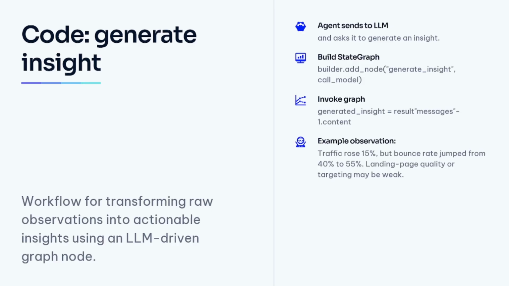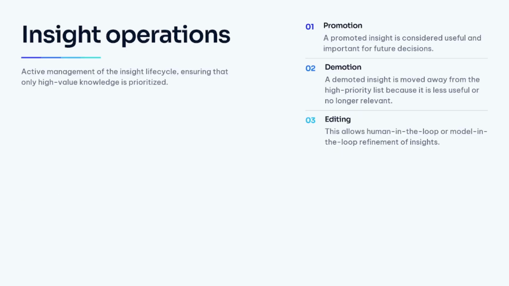So, generate insight: the workflow from raw observation into actionable insight using an LLM-driven graph mode. You can design the agent to generate insight the following way. The agent sends a message to the LLM, then the LLM builds a state graph, invokes the graph, generates insight, and sends the message, and then the example observation is exposed. Traffic rose 15%, but bounce rate jumped from 40% to 55%. Landing page quality or targeting may be weak.